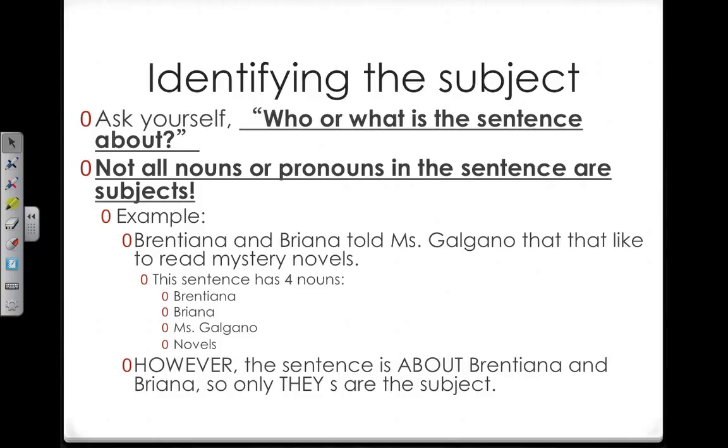Let's take a look at this example. Brentiana and Brianna told Miss Galgano that they like to read mystery novels. In this sentence, we have four nouns. We have Brentiana, we have Brianna, we have Miss Galgano, and we have novels. However, if we ask ourselves, who or what is this sentence about, we'll realize that the sentence is about Brentiana and Brianna, so they are the only subjects here. Miss Galgano and novels are not the subjects. They are not what the sentence is about.